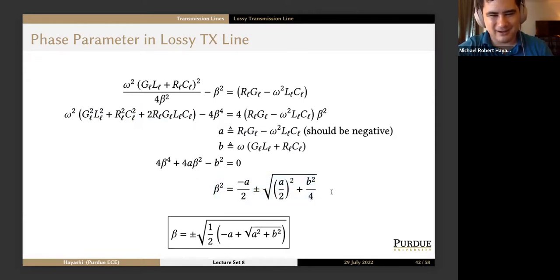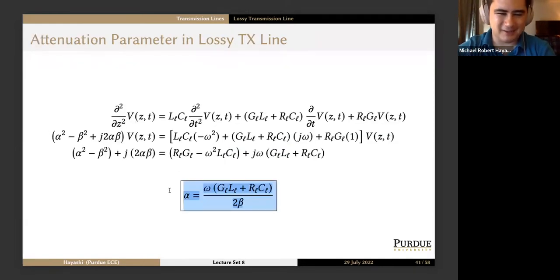You solve for beta squared, and then you take a square root. And this is the simplest expression that I can give you for what beta is for the lossy transmission line in general. Not only is there a square root inside of a square root, but we're dealing with constants, which are, I guess, not really constants. They're functions of frequency, omega. So A and B are themselves functions of omega and the primary line constants, and that's how you get beta. And then once you have beta, you can go back and get an answer for alpha.